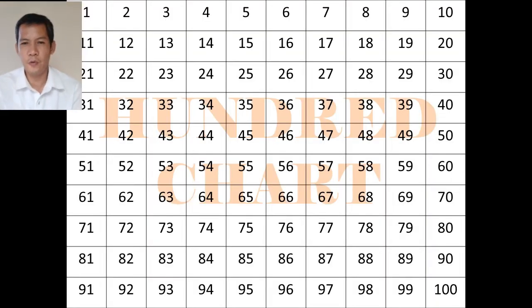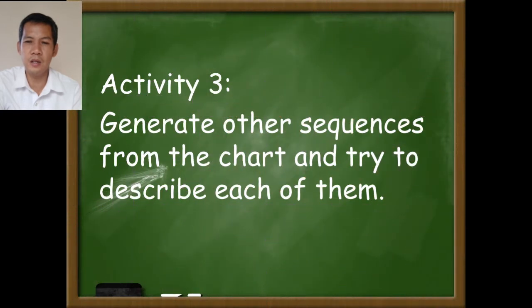This time, we will be considering this 100 chart. 100 chart in the sense that 1 to 100 numbers are on this chart. All you need to do is to generate other sequences from this chart and try to describe each of them.